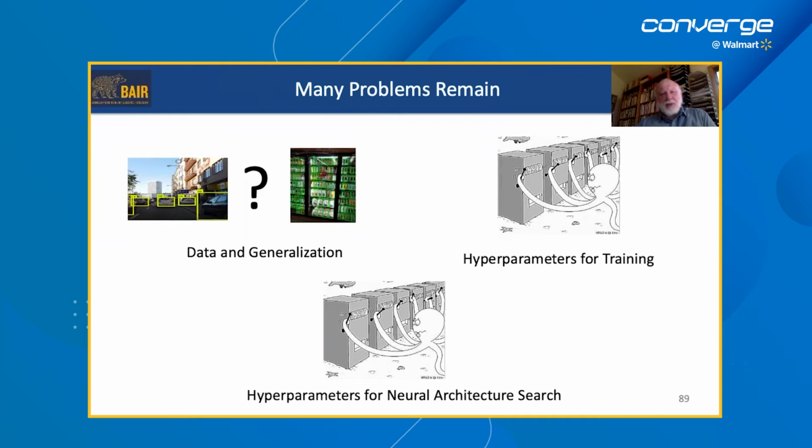And similarly for neural architecture search, we've come a long way from somewhat randomly pursuing the design space in some manual fashion through neural architecture search, but that neural architecture search itself has its own hyperparameters to be adjusted.